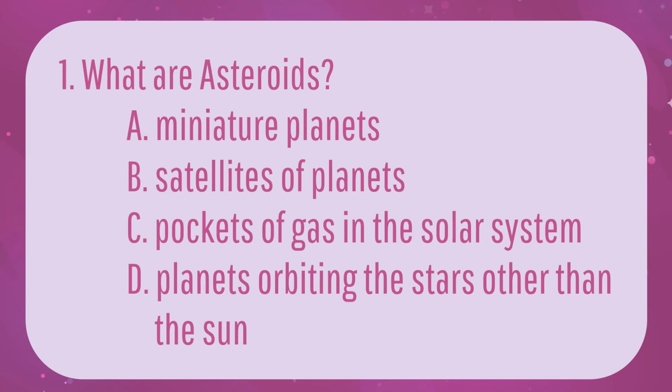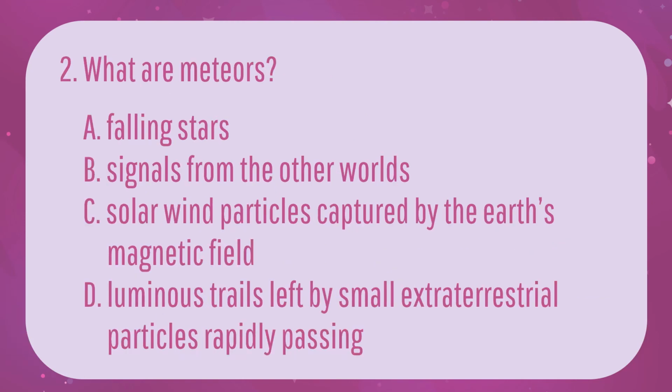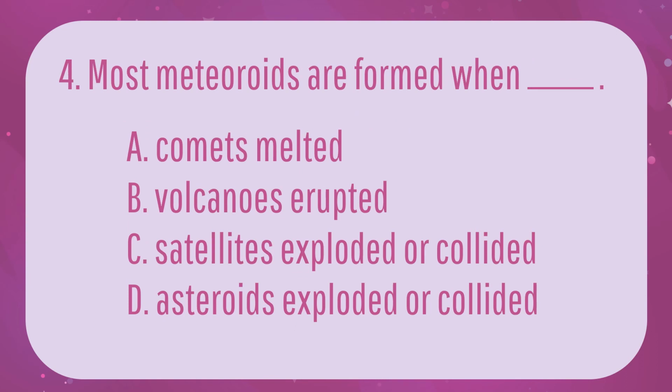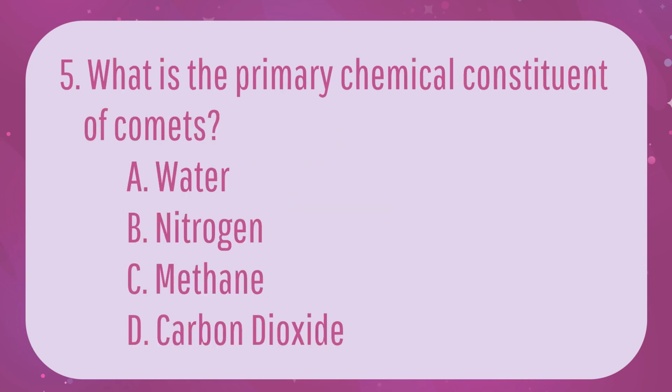1. What are asteroids? 2. What are meteors? 3. Most of the asteroids orbit the Sun in a belt between the orbits of blank. 4. Most meteoroids are formed when blank. 5. What is the primary chemical constituent of comets?